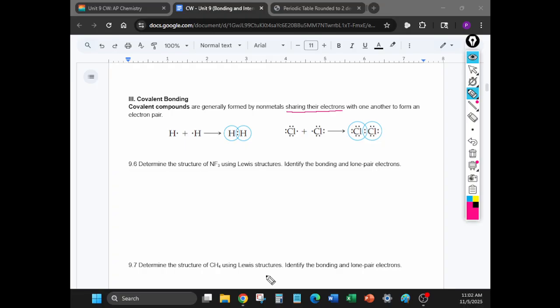So instead of giving electrons to one another, what happens in a covalent bond is that elements get really close to each other, and it seems like they have an octet, but they're sharing an electron pair with one another. Okay, so that's the key word. It's about sharing.